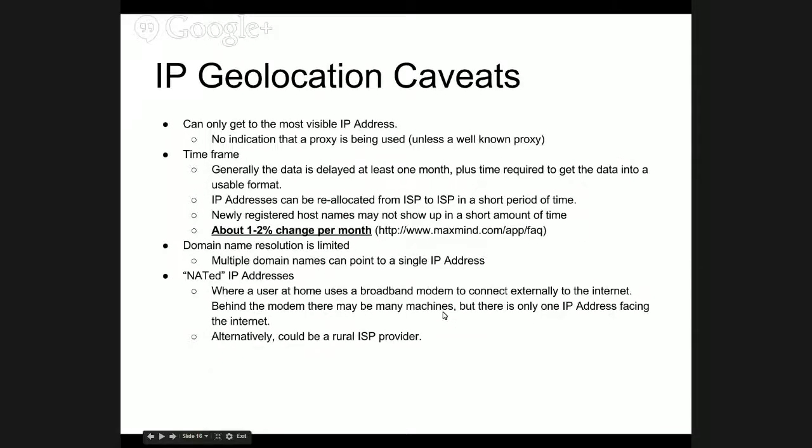And there are a bunch of other IP geolocation caveats. You can only get to the most visible IP address. So if someone's using a proxy, there's really no way of knowing that unless it's a well-known proxy, which may or may not actually show up. The time frame: because you're dealing with a database and people have to process it to figure out where an IP address is, there's always going to be a time delay issue. Also, IP addresses change about 1% to 2% a month. So these are all issues that people have to deal with.